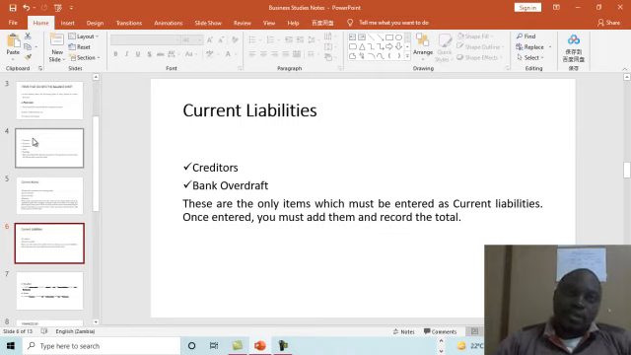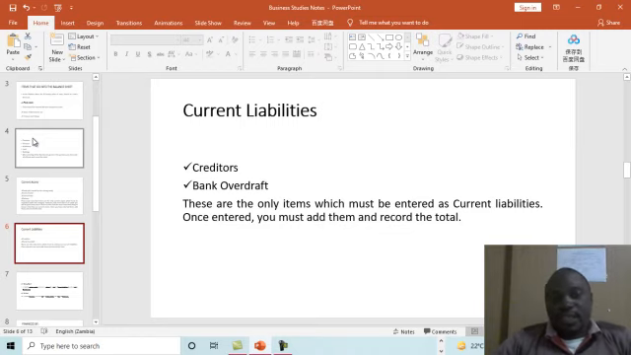When you are looking at creditors, we know that creditors are a current liability because these are the people that supply us with goods that we intend to sell in our business. Meaning, we purchase from these people on credit. They are our creditors because they have given us their goods for us to resell, but without us paying cash; we have actually gotten these goods on credit. So they are our creditors and we are their debtors.